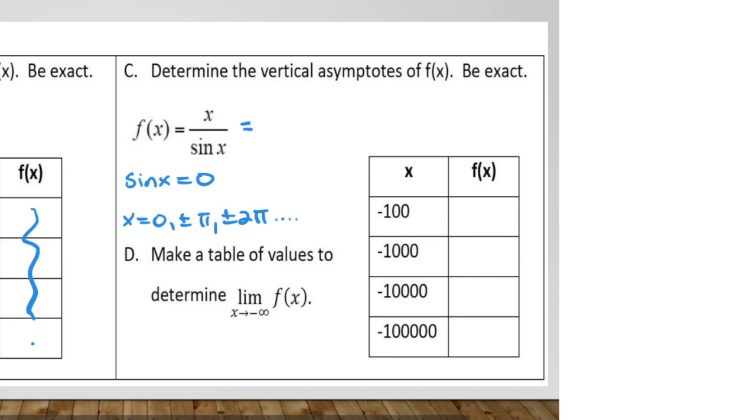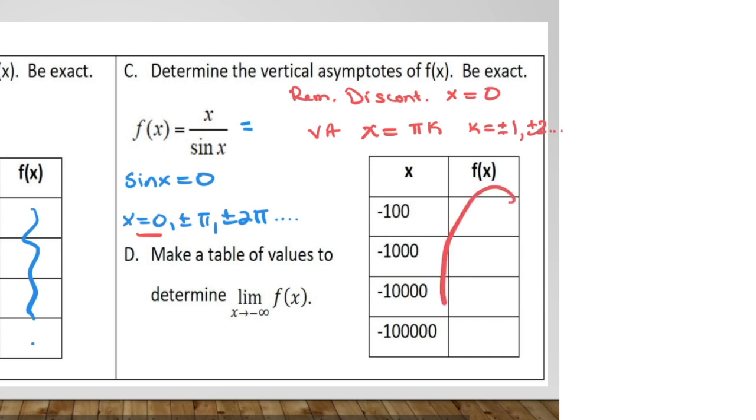Now, if you said the vertical asymptotes are 0 and plus or minus pi, you were also not correct. This is a sneaky little problem. Remember, you have a removable discontinuity at x equals 0, so that can't be a vertical asymptote. Your vertical asymptotes will occur when x equals pi k, where k is equal to plus or minus 1, plus or minus 2, and so on.